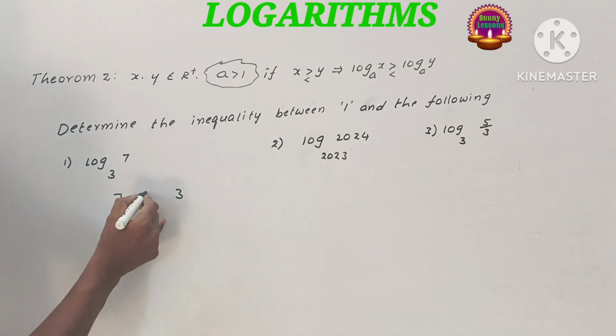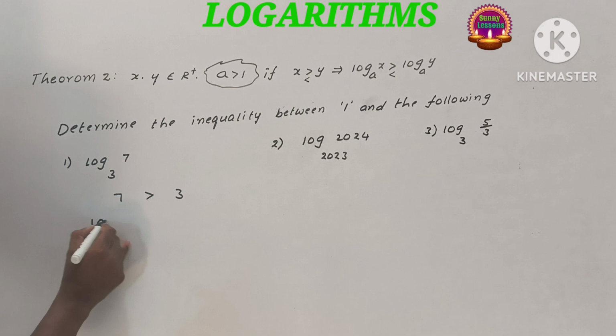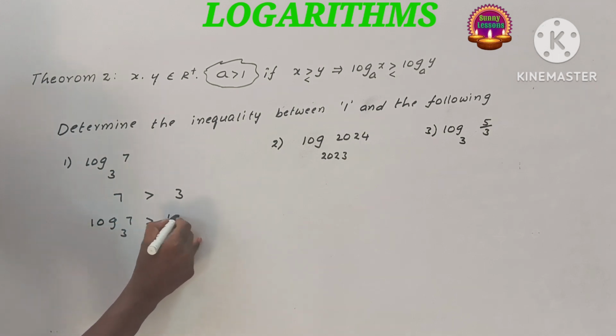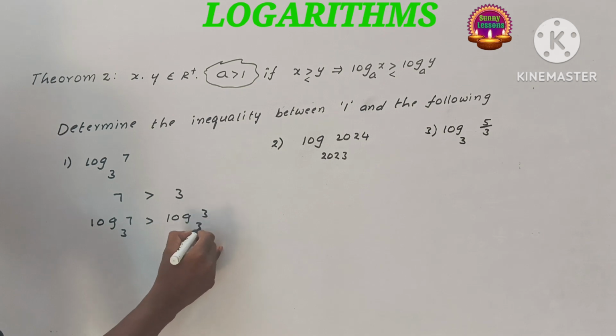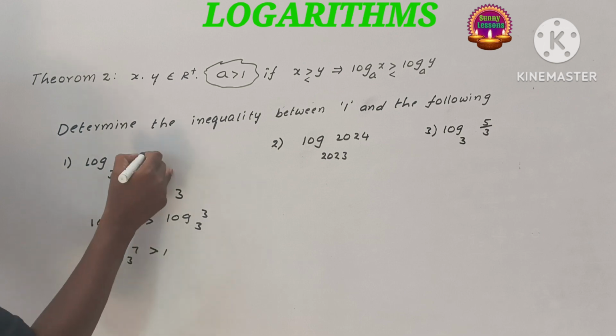Which one is greater here? 7 is greater than 3. So apply log on both sides. Log 7 base 3 is greater than log 3 base 3. Yes, log 7 base 3 is greater than 1. So log 7 base 3 is always greater than 1.